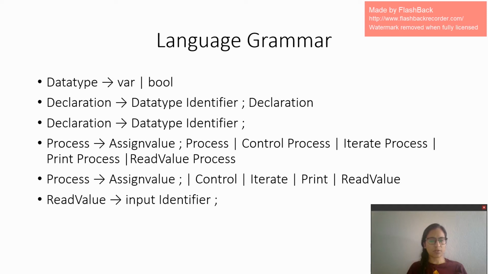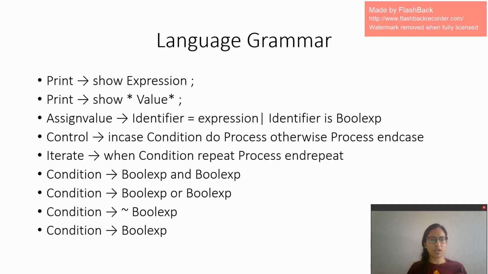The control process corresponds to if-then-else in other languages, and iterate process corresponds to while loop in other languages. We have also written predicates to read a value from the user and a print predicate to print the output or any expression on the console. In order to print an expression, we just have to write the show terminal and then the expression. To write a string or any other value, we have to enclose that value within asterisks.